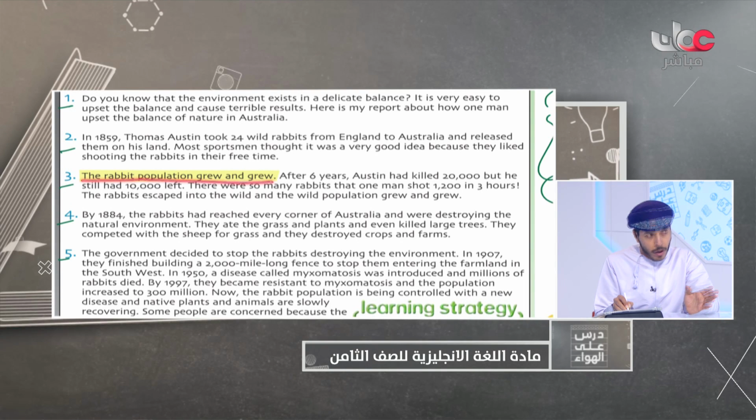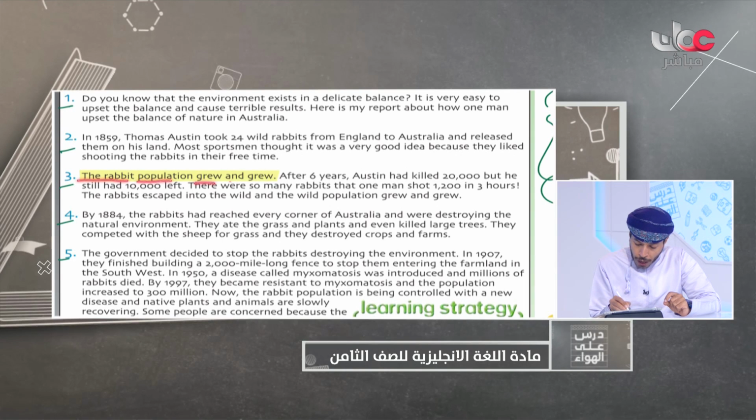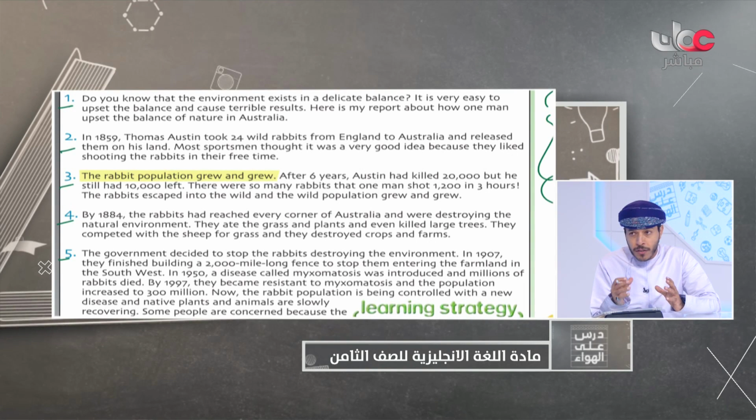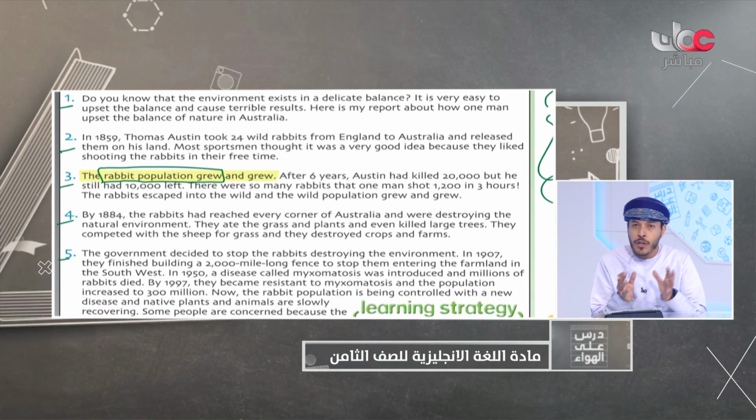Like paragraph number 3, the rabbit population grow and grow. So this sentence might look very simple, but in fact it tells us the main idea of this paragraph. It tells us about the content of this paragraph, محتوى هذه الفقرة. Okay, so we can get the idea of this paragraph by saying it talks about what? Rabbit population growth. Okay, it talks about rabbit population growth. The number of population of these rabbits has grown. Okay, so this is the idea.